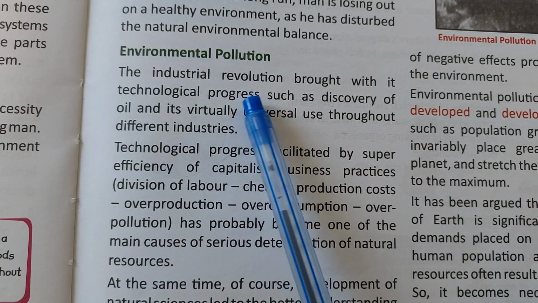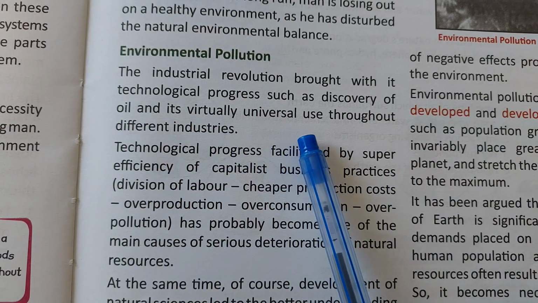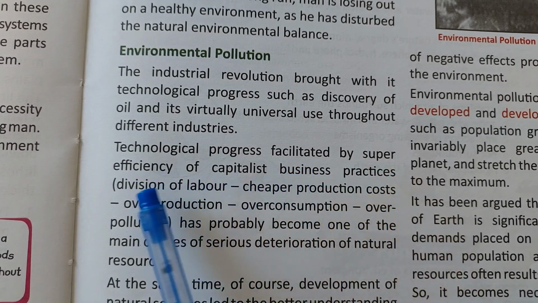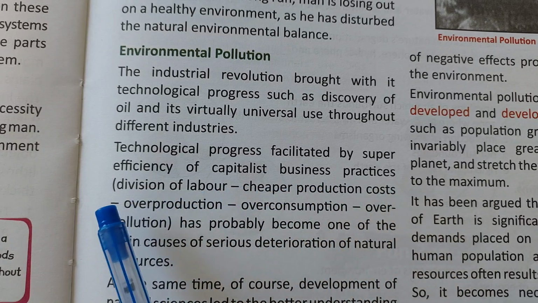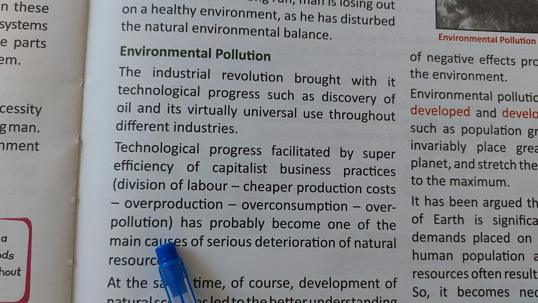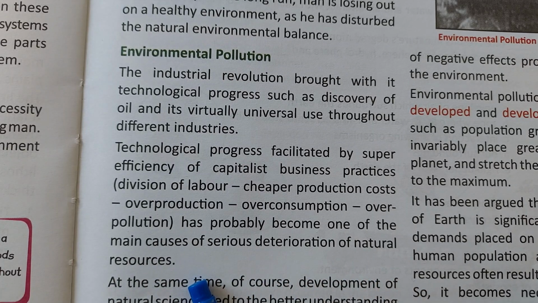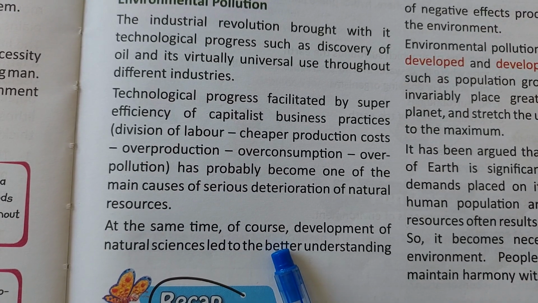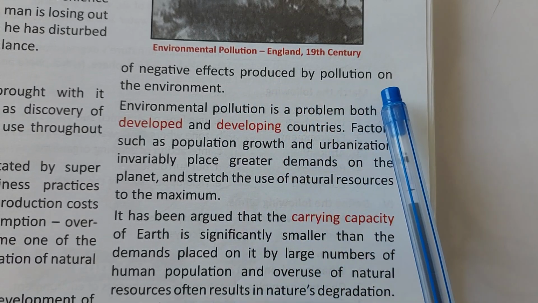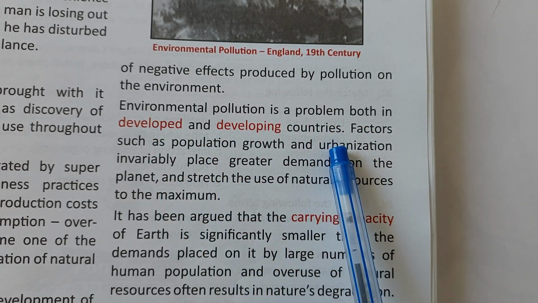Environmental pollution. The Industrial Revolution brought with it technological progress such as discovery of oil and its virtually universal use throughout different industries. Technological progress facilitated by super efficiency of capitalist business practices, division of labor, cheaper production cost, overproduction, overconsumption, overpollution has probably become one of the main causes of serious deterioration of natural resources. At the same time, of course, development of natural sciences led to the better understanding of negative effects produced by pollution on the environment. Environmental pollution is a problem both in developed and developing countries.